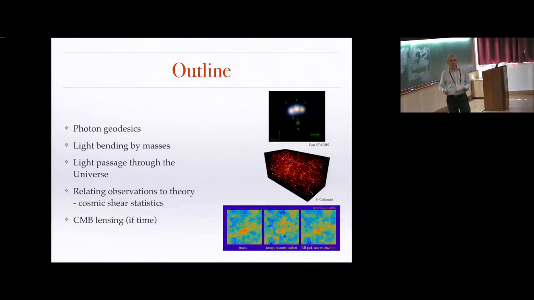And then after that, we show how you can use that theory to confront observations with theory. What are the observable consequences of the light bending that we can use? And then finally, if there's time, I'll say a little bit about CMB lensing in the last lecture, depending on how much time we have.